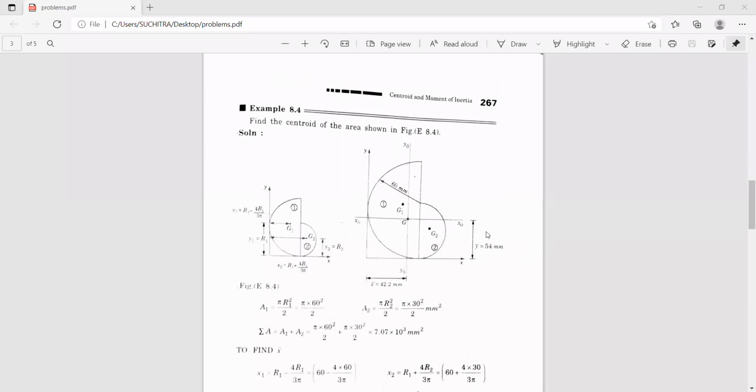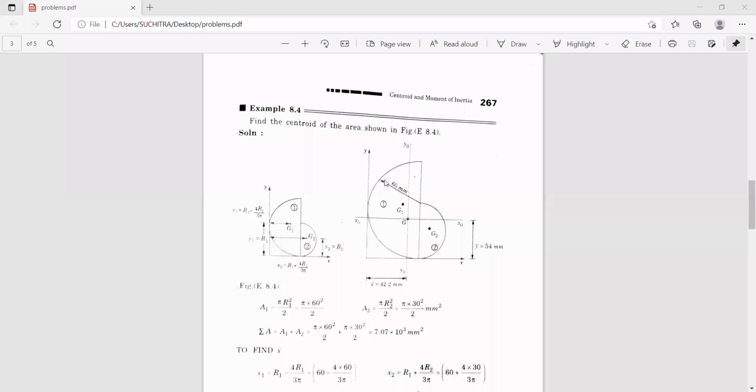Now here you have two semicircles. This is one semicircle and this is the other semicircle. Here you have two semicircles, so you have to find the geometric center of this given figure.